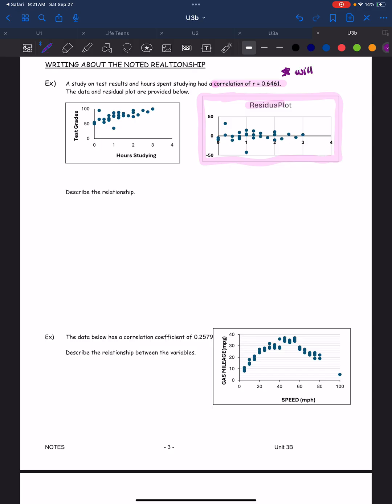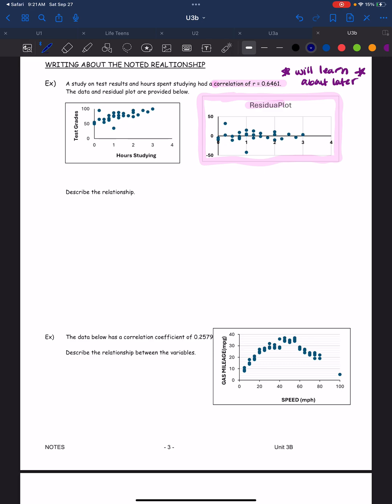We'll learn about it later. This is going to help us later make a better write-up for the relationships we notice. It'll give us further support to what we're going to say. But for right now, let's just look at what we see in the scatter plot. It says a study on test results and hours spent studying is below. The data and residual plot are provided. So let's just look at our data.